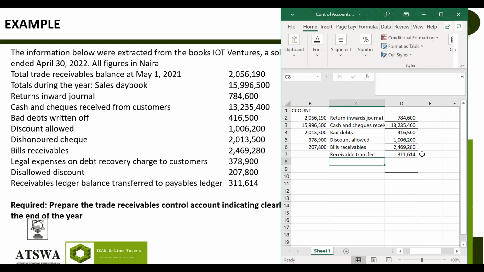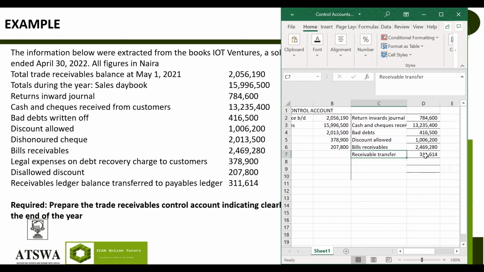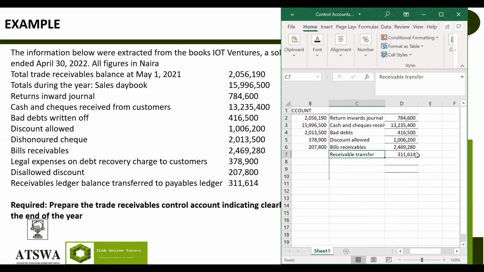311,614. So this one is somebody's receivable transfer, like a set off. Normally it's supposed to be on the debit side, because that's where you have your receivable accounts, right? Now you are transferring this amount to the payables ledger, right? To set it off. So it will come here to cancel whatever is here before. Do you understand?